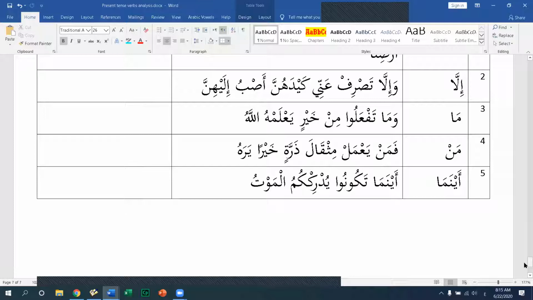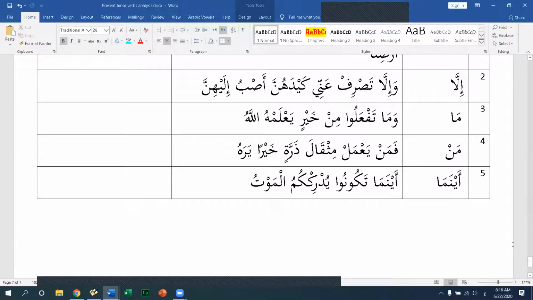The rest of the 9 patterns of the present tense verbs are marfu, mansub, or majzoom. The default state is marfu, and it's marfu with dhamma for 4 forms of the verb: هو يفعل, أنت تفعل, وهي تفعل, أنا أفعل, ونحن نفعل is مرفوع بالضمة. The other 5 forms of the verb that end with noon, أنت تفعلين, أنتما تفعلان, هم يفعلون, أنتم تفعلون, and هما يفعلان. Those 5 forms of the verb that end with the noon are marfu بإثبات النون, or you can say ثبوت النون, with the noon being there, and it's mansub and majzoom بحذف النون.